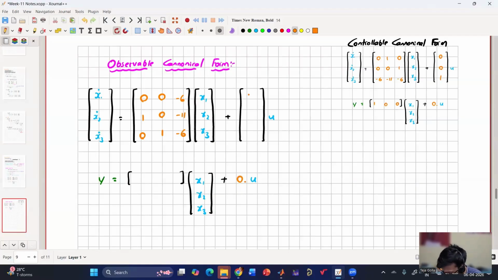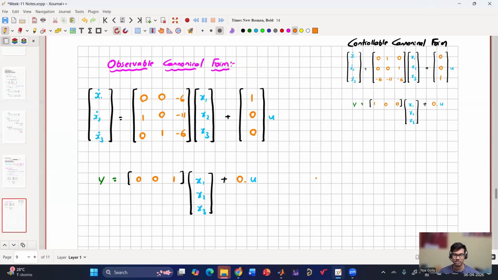And then 0, 0, 1 will become 1, 0, 0, and 1, 0, 0 will become 0, 0, 1. So in this way, once you get the controllable canonical form, you can get the observable canonical form. The controllable canonical form is what we have discussed thoroughly. We start with one of the states, take the derivatives of those states as the other states, and then get the ABCD matrices. Once we get those, we have obtained the controllable canonical form.